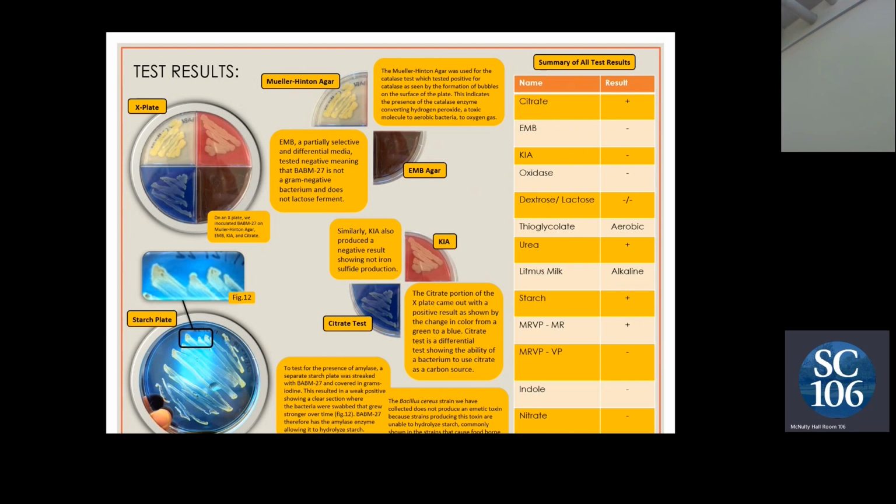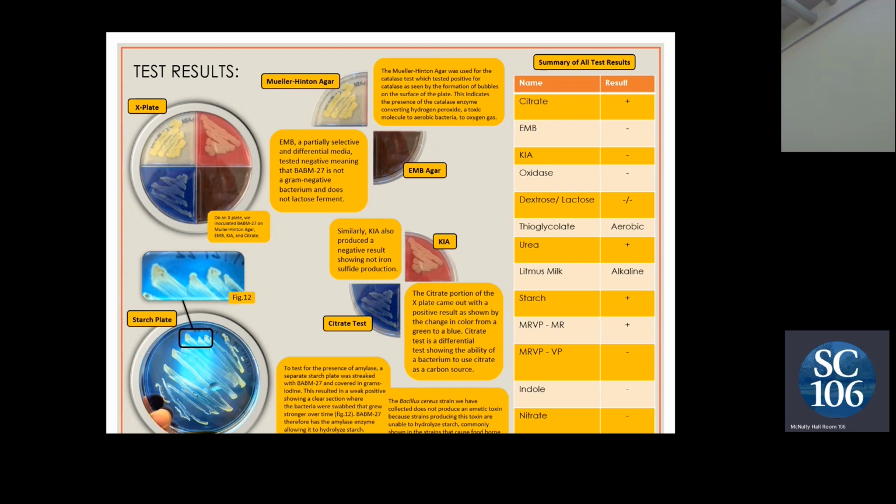This came back positive, meaning that our bacteria does have catalase, so it can convert hydrogen peroxide to oxygen. This is good because hydrogen peroxide is toxic to aerobic bacteria. For EMB, it came back negative, showing that our bacteria is not gram-negative, and it also does not ferment lactose, which is seen in the other metabolic tests.